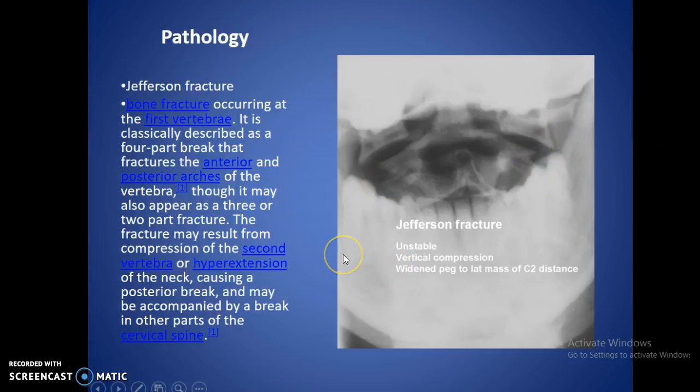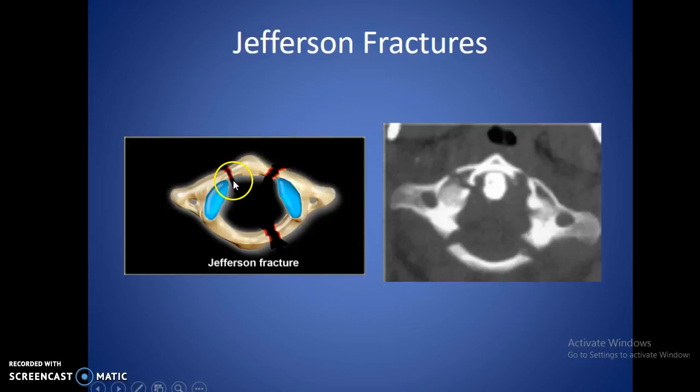So you can't see it as well as you can see on CT, where you would actually see these breaks going through. Either that's a 3-part fracture there, or this one with a 4-part fracture. Obviously, it's not going to be connected to C1 very well, to C2, so very unstable, can cause paralysis as well.